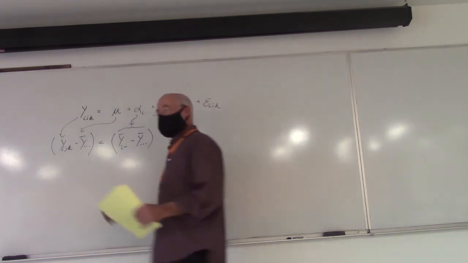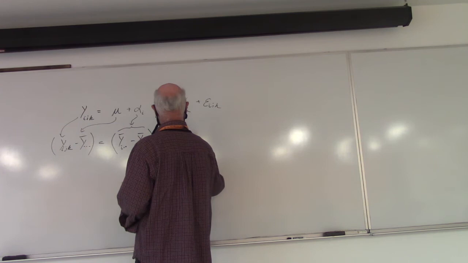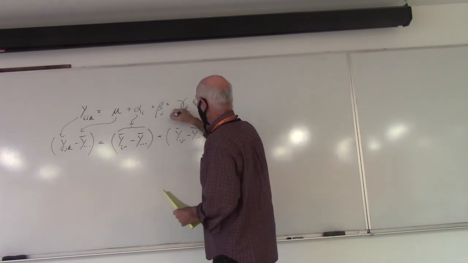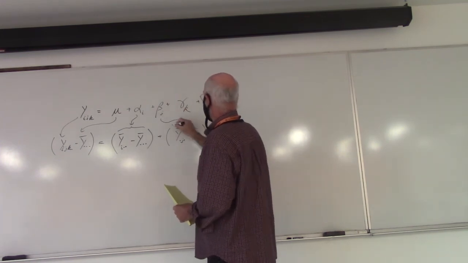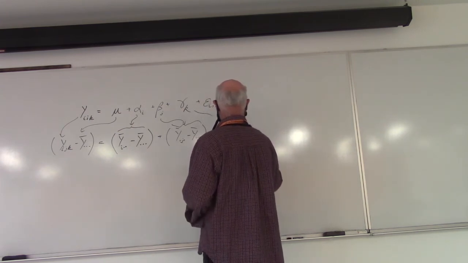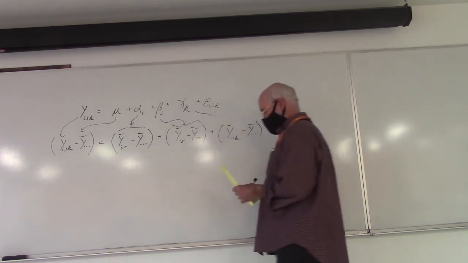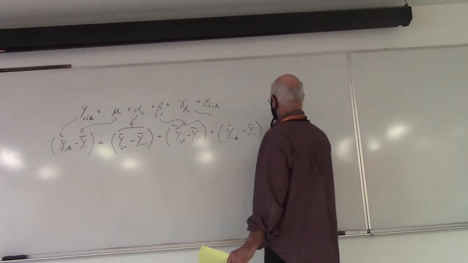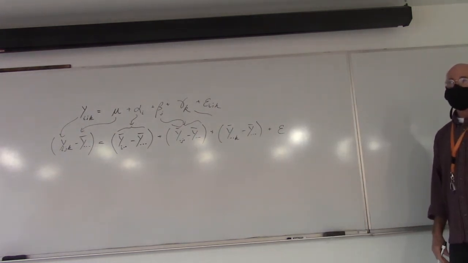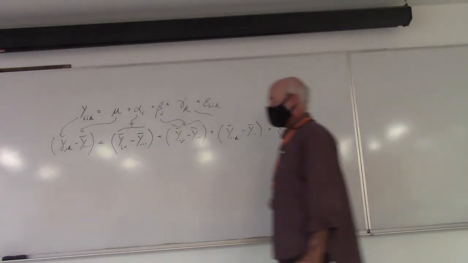Now we're going to do beta. So now it's y dot j dot bar minus y bar dot dot dot. Here's my beta. Now I'm going to do gamma, so it's y dot dot k bar minus y bar dot dot dot, okay, plus the error term. Uh-oh, now it's a little bit complicated. So let's figure out what the error term is.